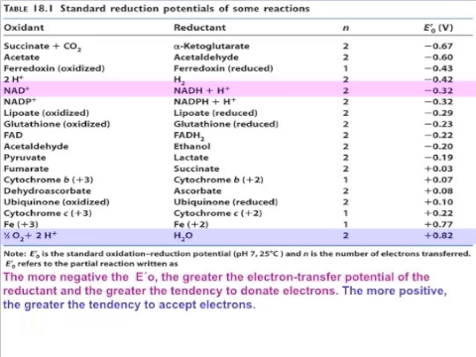NAD plus and NADH are the oxidant-reductant pair, and this has a reduction potential of negative 0.32 volts. This means that NADH is a potent reductant and will reduce anything that is lower on this table. And oxygen is at the very bottom of this table. It has an electron transfer potential of positive 0.82 volts, and so it has more of a tendency to be reduced.